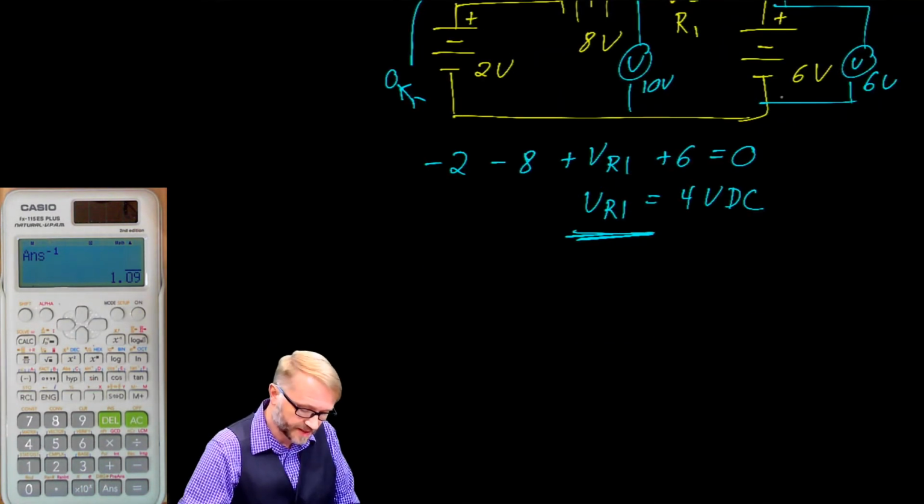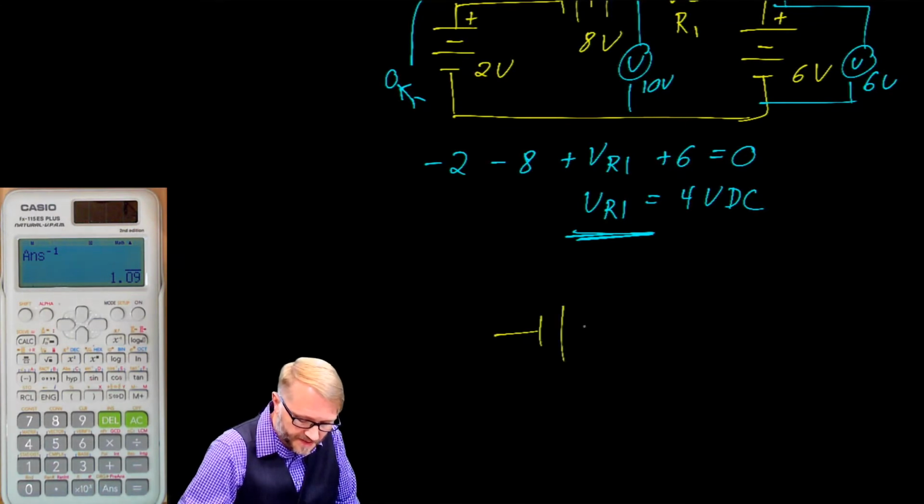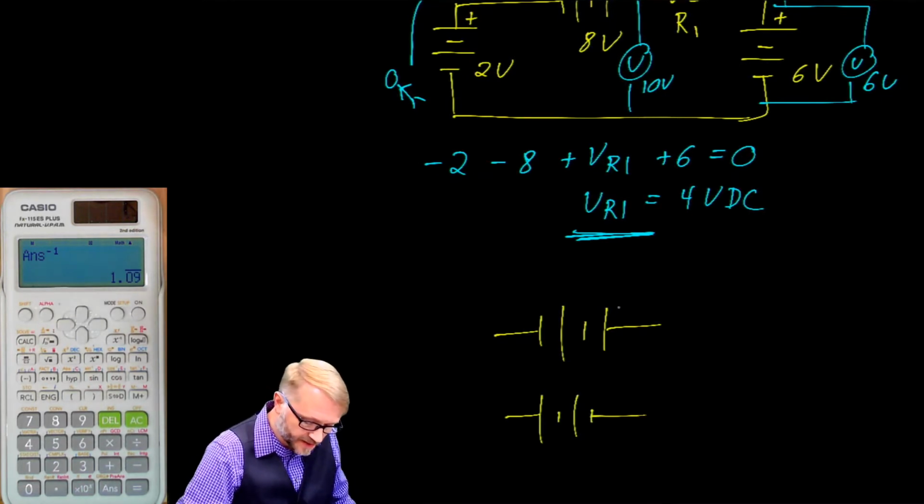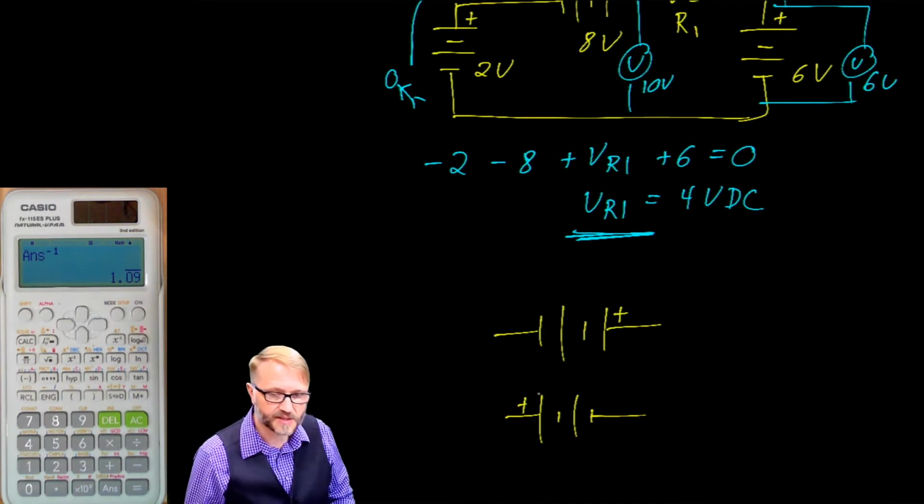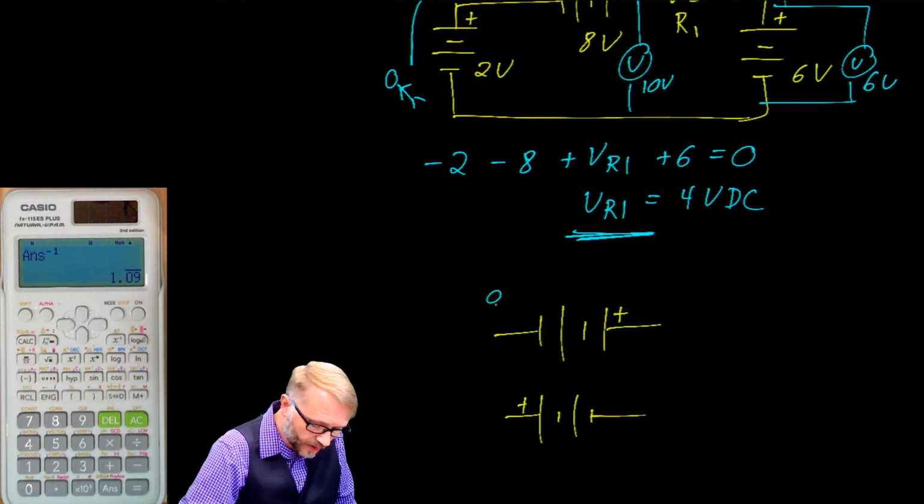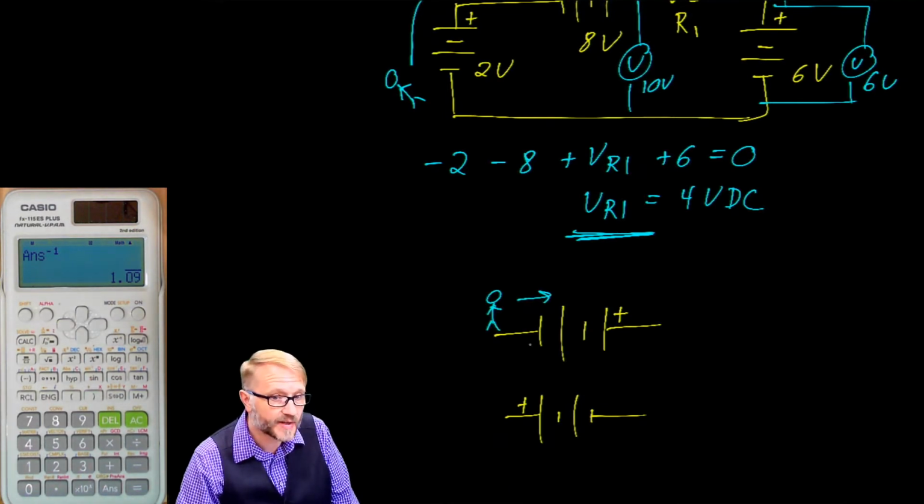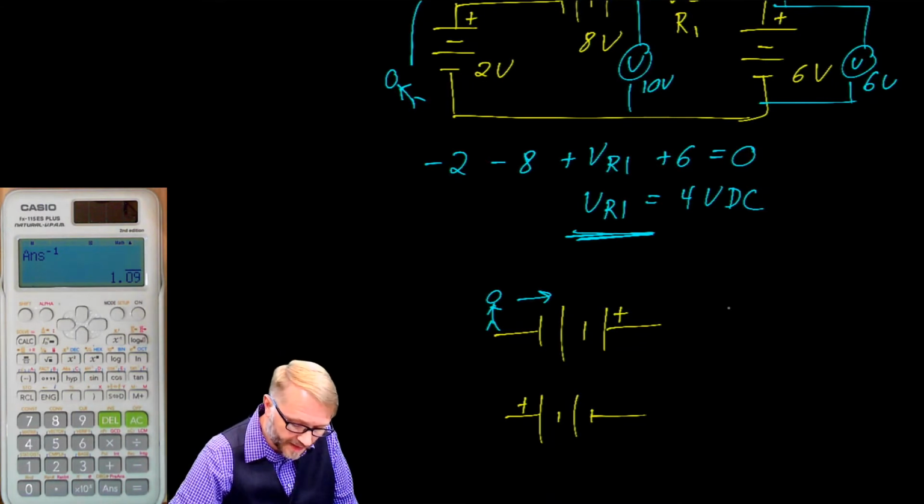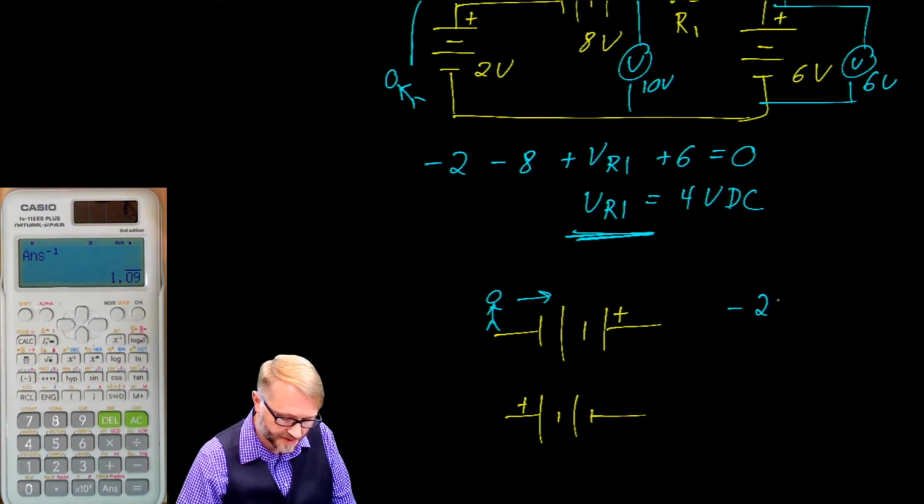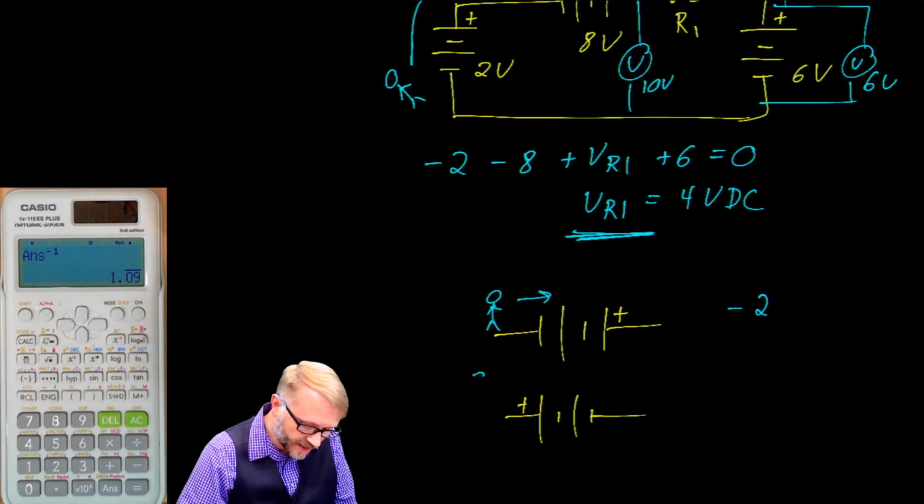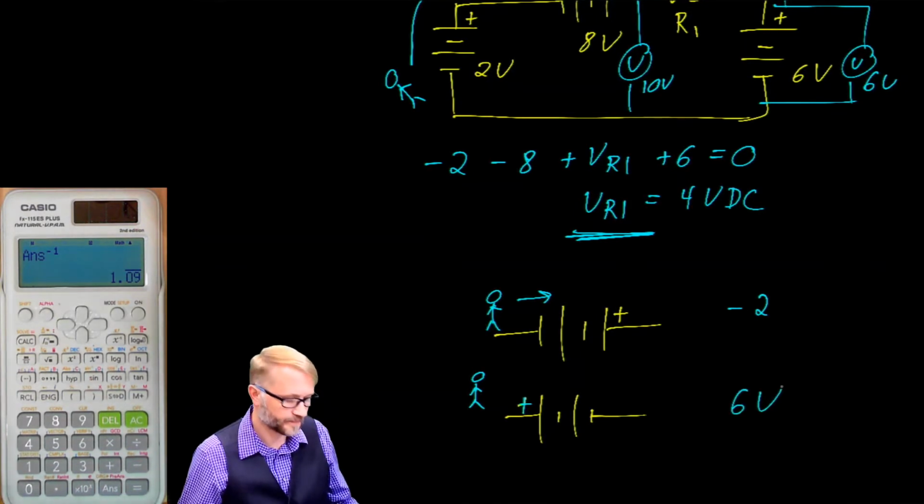Before I forget, there is a simple rule we need to follow, and that deals with the polarity of a source. So let's say we have 2 different batteries. So we've got this one and this one. You can see they're opposite polarities. If you were to take a walk through this battery, you would say you're entering the negative terminal. So you might call that negative 2 volts. If you were to take a walk through this battery, you'll notice you're entering in on a positive terminal. So you might call that 6 volts.